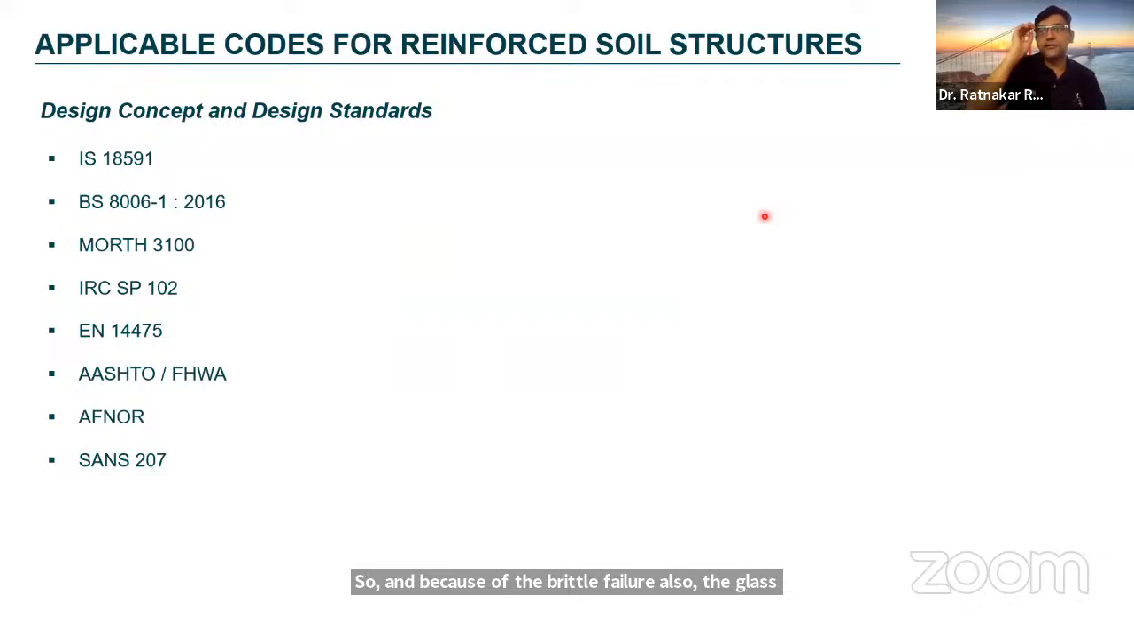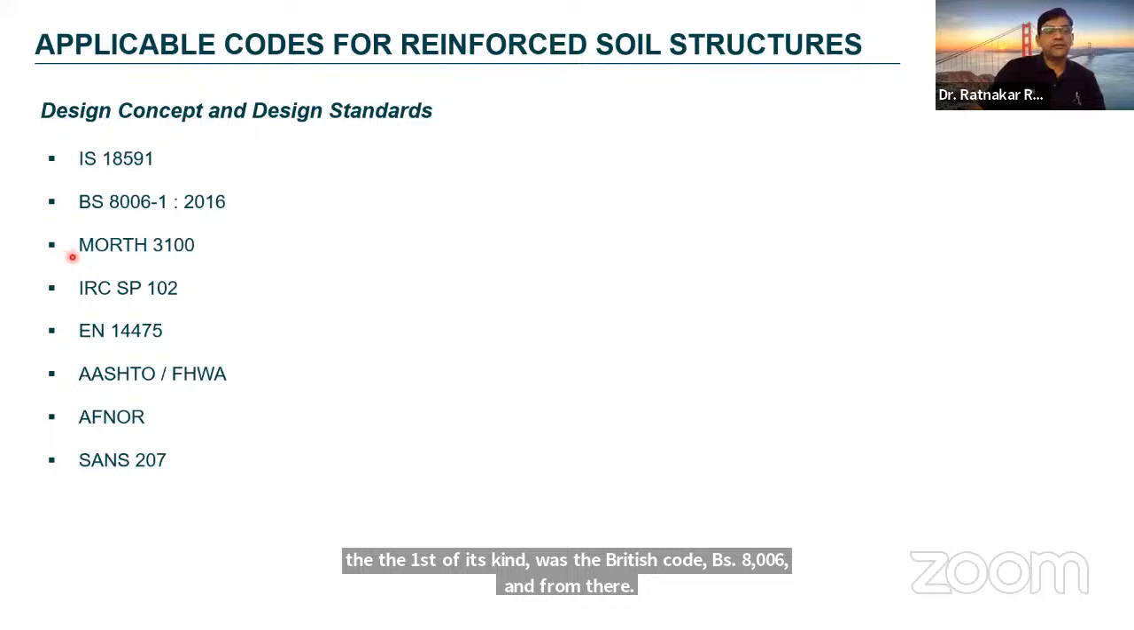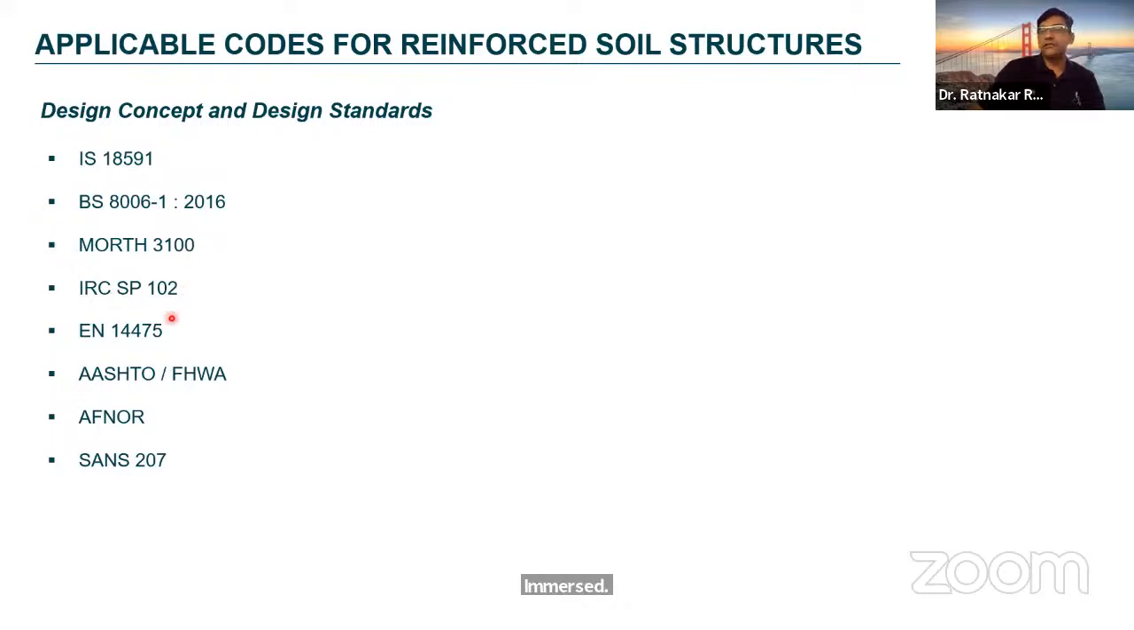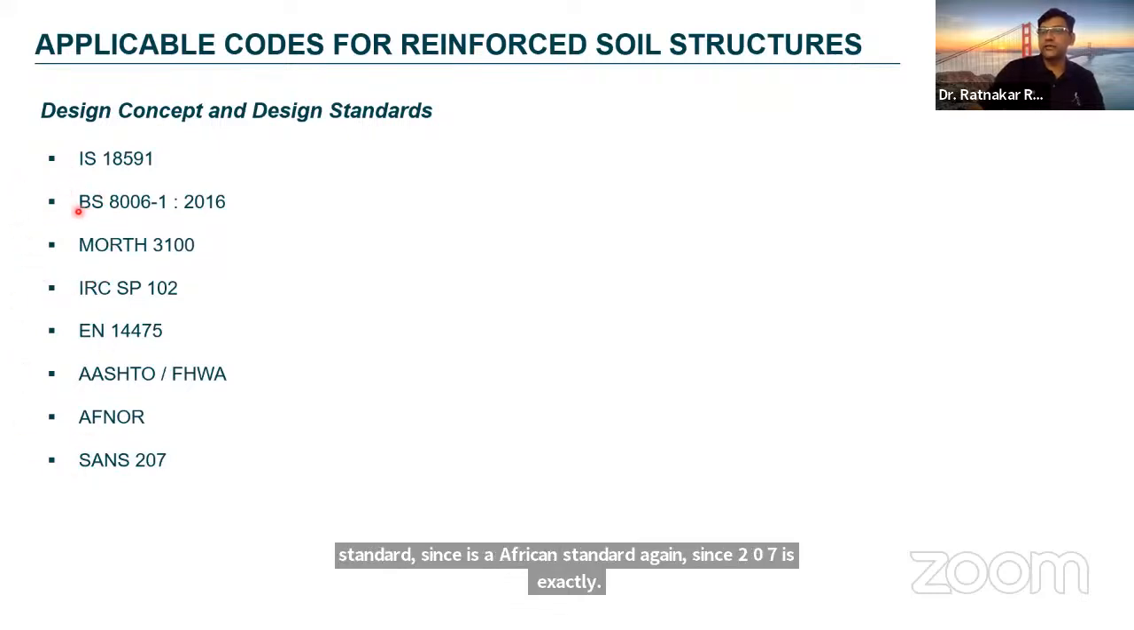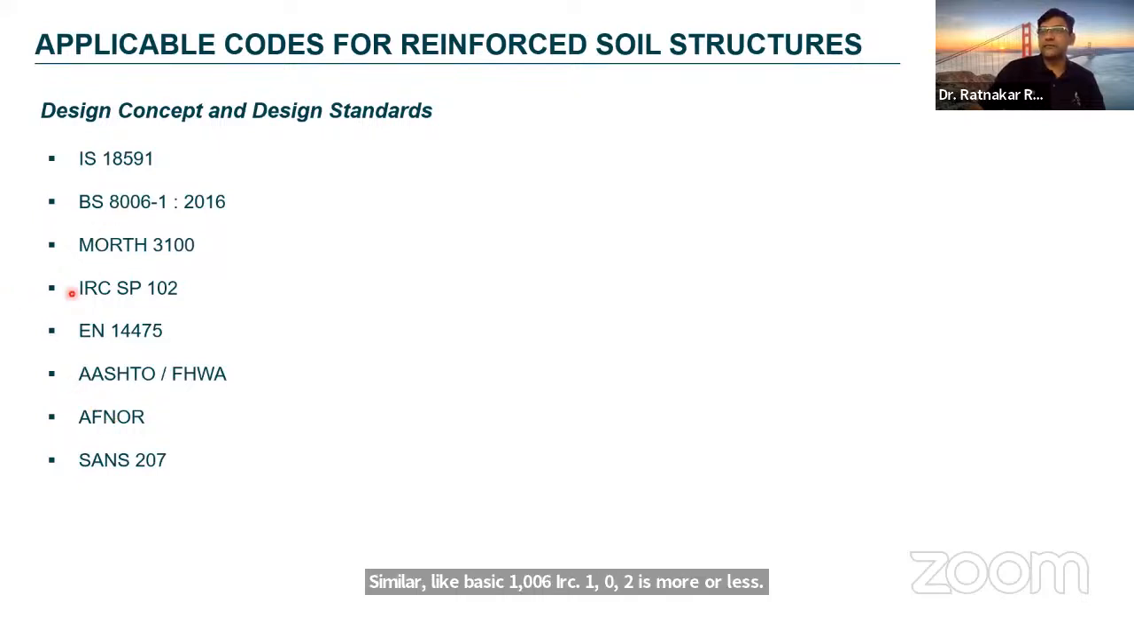The question will be, what are the different codes available? So there are a number of codes available, including the first of its kind, the British code BS 8006, and from there different codes have emerged. Ministry of Road Transport and Highways 3100, IRC SP 102, EN 14475, AASHTO or FHWA. This is practiced in America. These two are practiced in India. This is practiced in Europe. This is practiced all over the world. AFNOR is a French standard. SANS is an African standard. Again, SANS 207 is exactly similar to BS 8006. IRC SP 102 is more or less a mix of BS 8006 and FHWA.